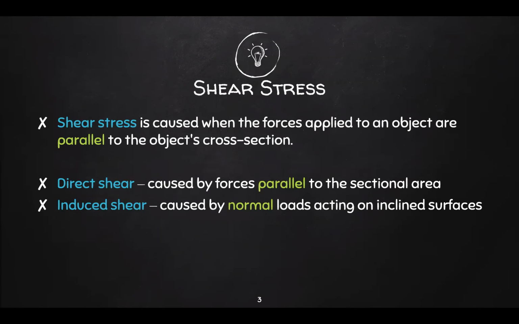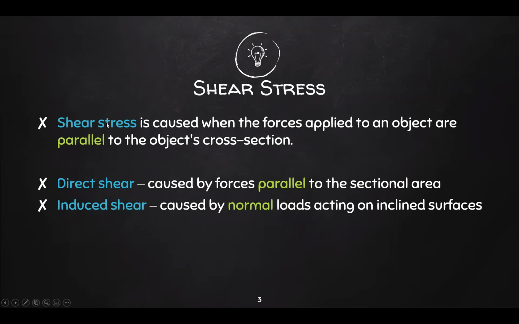So shear stress is caused when the forces applied to an object are parallel to the object's cross-section. We have two types. We have your direct shear, which is caused by forces parallel to the sectional area, and then the induced shear caused by normal loads acting on inclined surfaces. Induced shear is something we already discussed within your actual stress topic. This is the stress that is present whenever we have a normal force acting on an inclined area, as you can see by the definition. And we already know the equation for that.